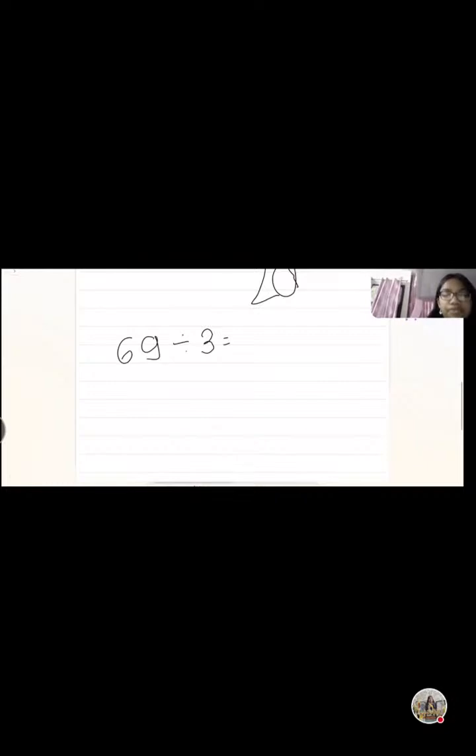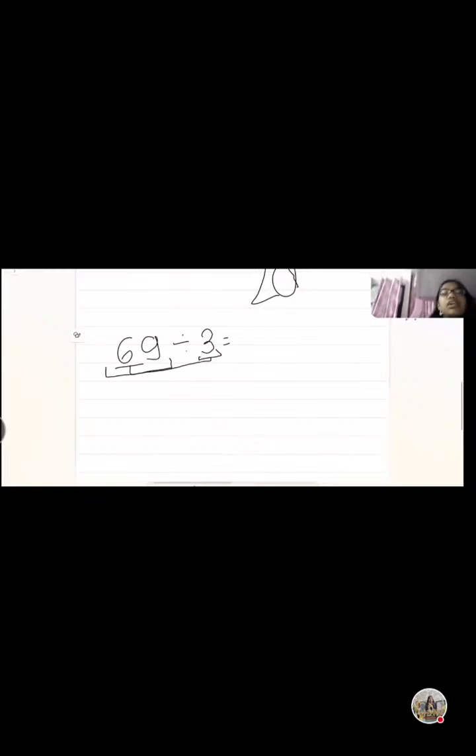69 divided by 3. So our first step would be to divide the first digit of our first number to the second digit, that is 3. What are you saying, Rushika? We were simplifying the number. That is not what we'll do. What we will do now in abacus. In abacus, the formula is different. In your school, it is different, but it is similar.